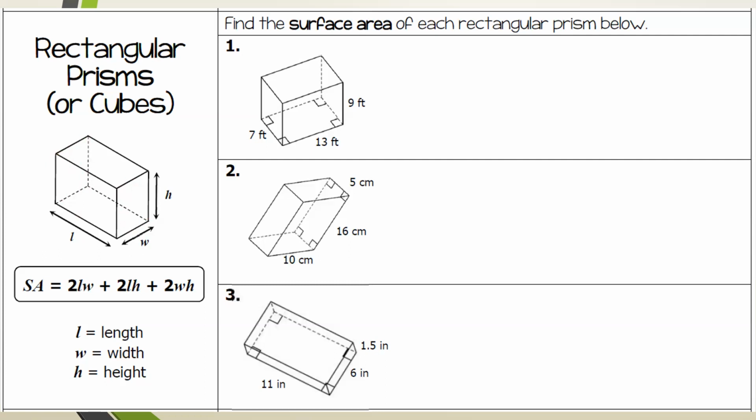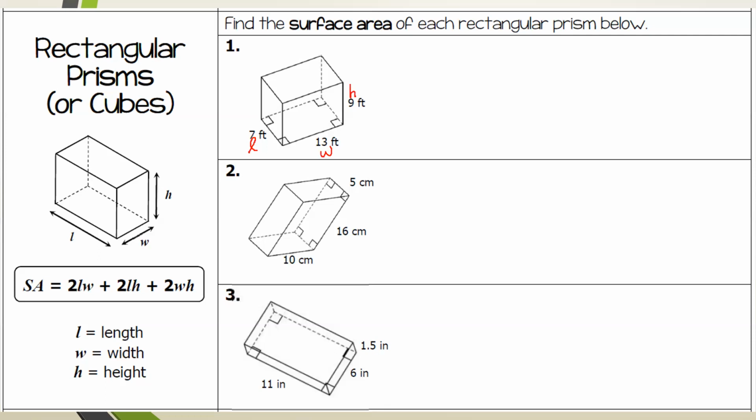Okay, so if anyone's asking you to find the surface area, it's asking you to find the total area of all of the surfaces. And sometimes you could find the area of each surface and then add it together, or you could just use the formula. And sometimes the formula is just easier. So in this picture, we're going to label your length, your width, and your height. So I'm going to call this 7 feet my length, this 13 feet my width, and the 9 feet the height. Could you have labeled it differently?